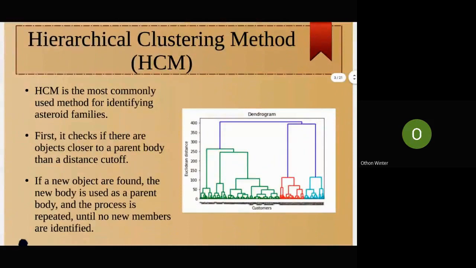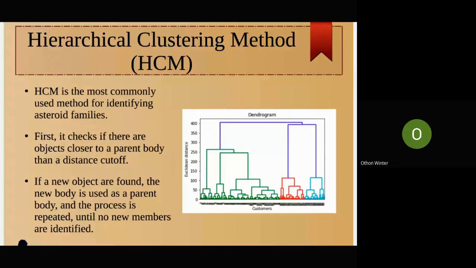Okay, for many years, the most commonly used method to identify asteroid families has been the hierarchical clustering method, or HCM. So how does this work? First, we check if there are objects that are closer to a parent body than a distance cutoff, for instance, in proper element domain. So you check if two objects are closer than a distance limit. If you find a new object, this is a new member of the asteroid family, and then you repeat the process for this object as a parent body until you find no new possible family members.